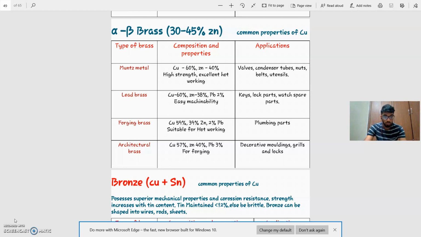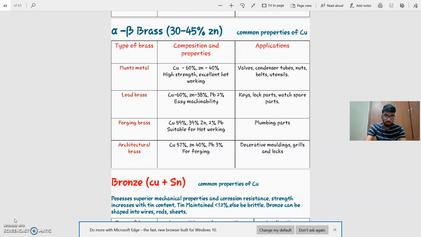There are four types of alpha beta brasses, and the first one is Muntz metal. It consists of 60% copper and 40% zinc. The properties are very high strength and excellent hot working. The applications are valves, condensers, tubes, nuts, bolts, utensils.